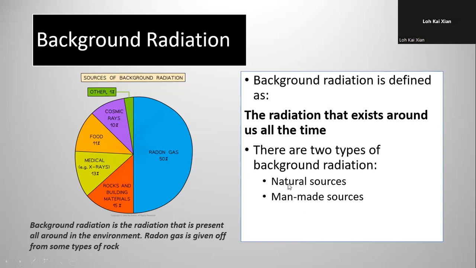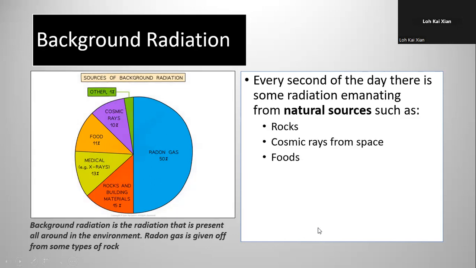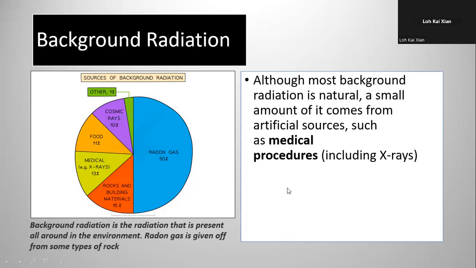Okay. So there are two types of background radiation: natural sources and man-made sources. This is man-made medical. Every second of the day, there is some radiation emanating, that means released, from natural sources such as rocks, cosmic rays from space, and food. Although most background radiation is natural, a small amount comes from artificial sources such as medical procedures, including X-rays. This is where you go to a hospital or a university where they have nuclear research, then you are exposed to it.